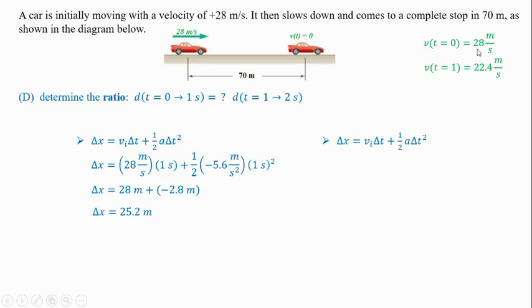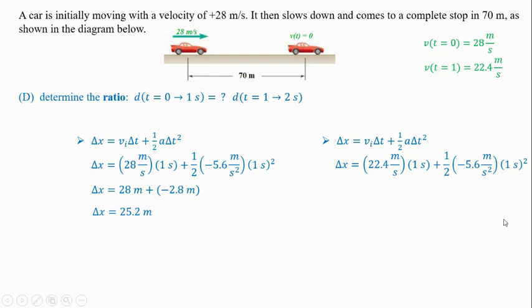What that tells me is that the velocity changes. In this case, it gets smaller by 5.6. So 28 minus 5.6 is 22.4. Therefore, at 1 second, the car has slowed down from 28 meters per second to a velocity of 22.4. This is now my initial velocity in this strategy. So therefore, my VI, I'm going to use 22.4. The time interval is 1 second because from 1 to 2 is 1 second.